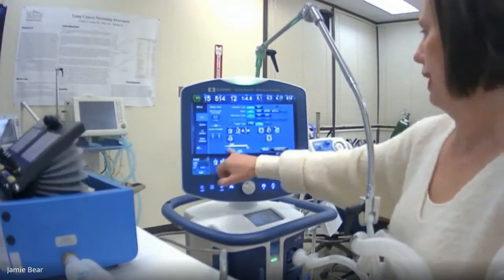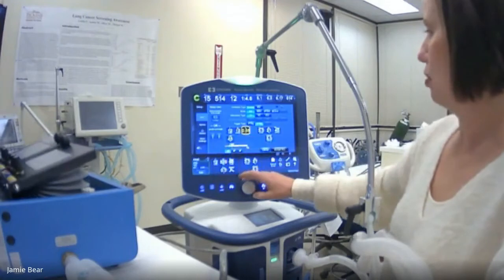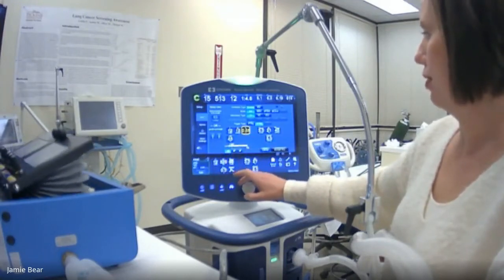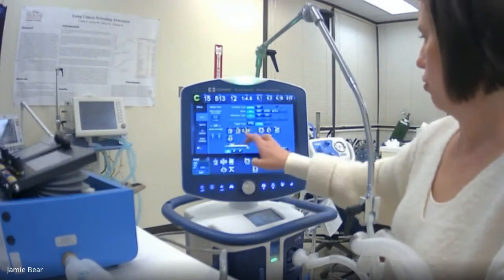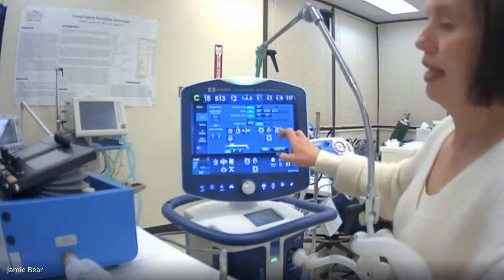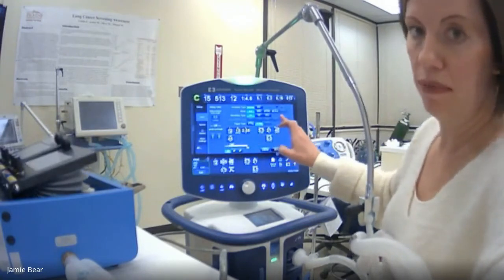So here we can do our inspiratory time. Once again, very compliant lungs, we might not need that much. Let's see, rate of 12. Sensitivity, once again, stays at 3. Our PEEP's at 5.